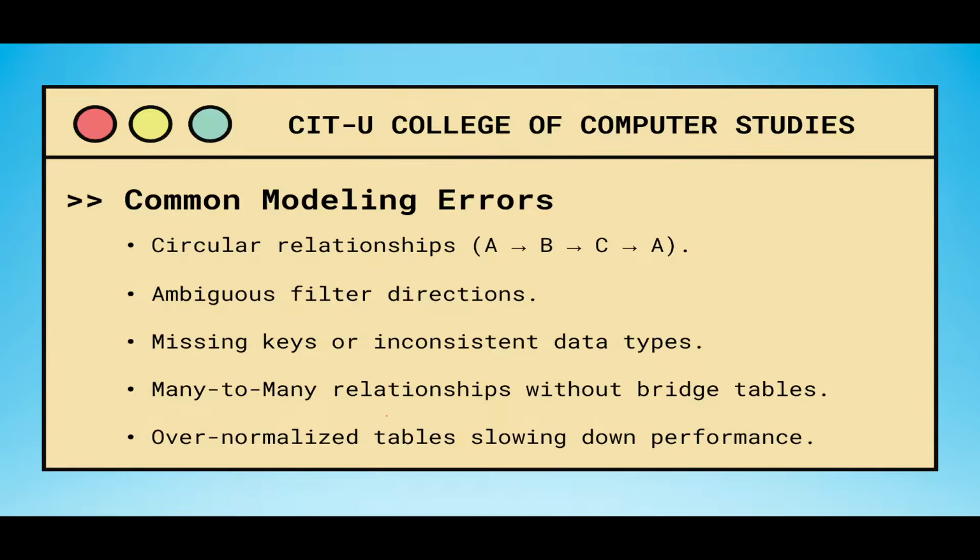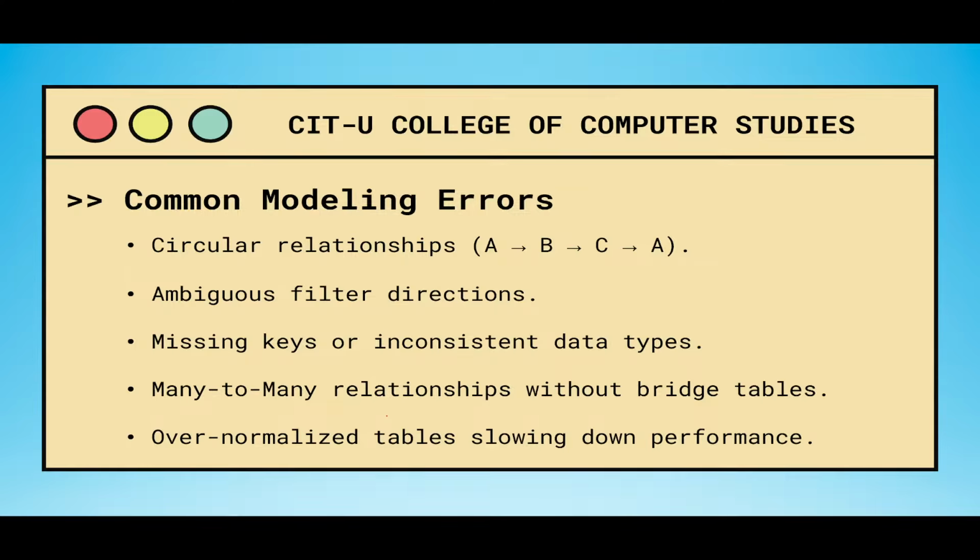So ambiguous filter direction, and then missing keys or inconsistent data types. So we need to check that one. Many to many relationship without bridge tables. So again, if you have many to many, you should have a bridge table. Over normalized table slowing down performance.